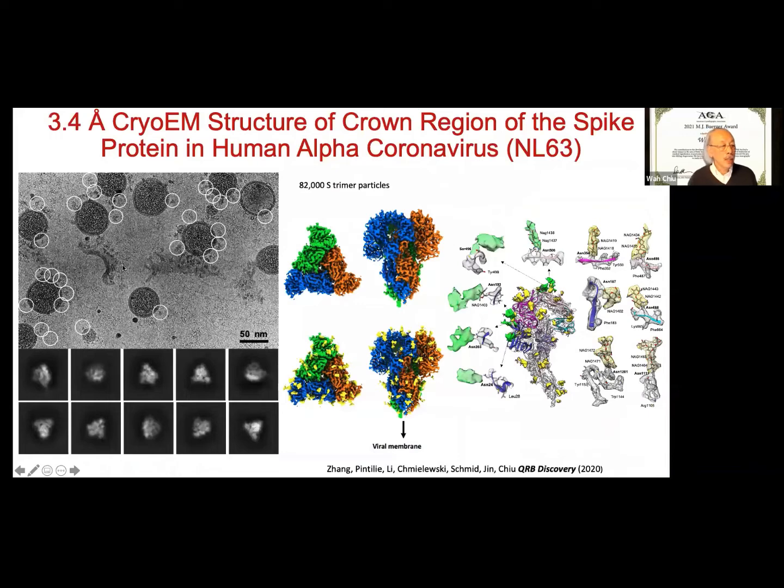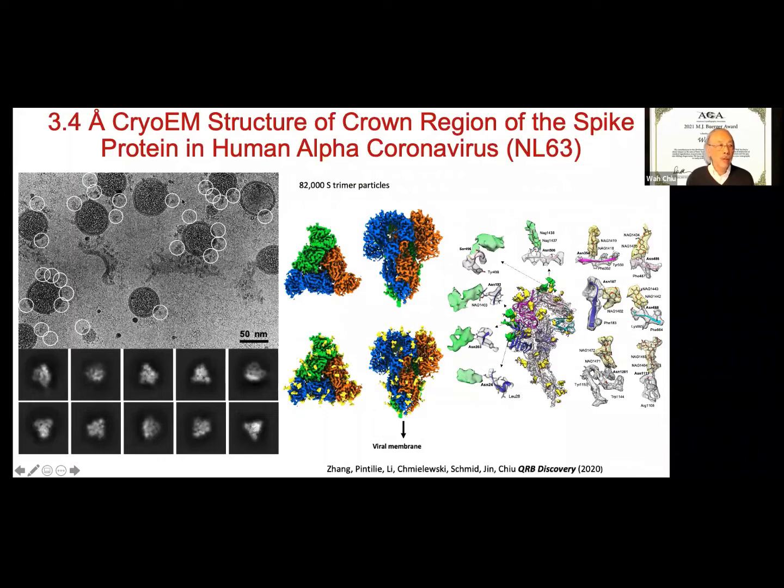And here is our data on the whole coronavirus. This is a typical image of the coronavirus embedded in vitreous ice. What I circled here are the apparent spikes sticking out from the surface of the coronavirus. The bottom panel shows the class averages of these boxed-out spike particles, and we boxed out 82,000 spike particles from these, and we do the reconstructions.